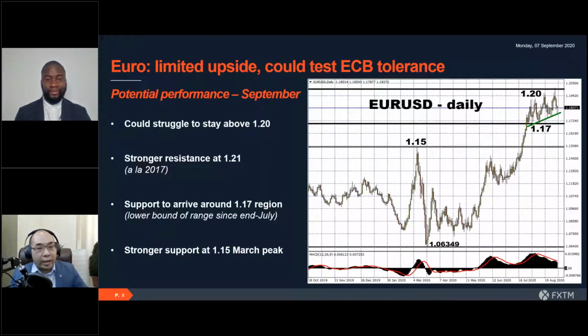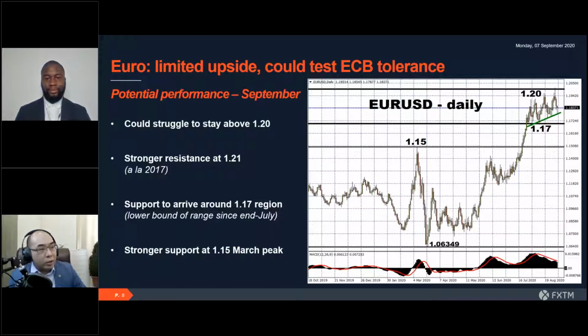All right. So with that said, let's look at the chart here for euro dollar. I think the bigger threat would be what the ECB, the European Central Bank, might do to try and limit the strength of the euro. So I think it could struggle to stay above 120 against the dollar. A stronger resistance at 121, like we saw back in 2017. Support, you can draw around the 117 region, which is the lower bound of the range that we saw at the end of July. And if you do break below that, then we can see that peak around March of this year at 115 hopefully play its role as a support.